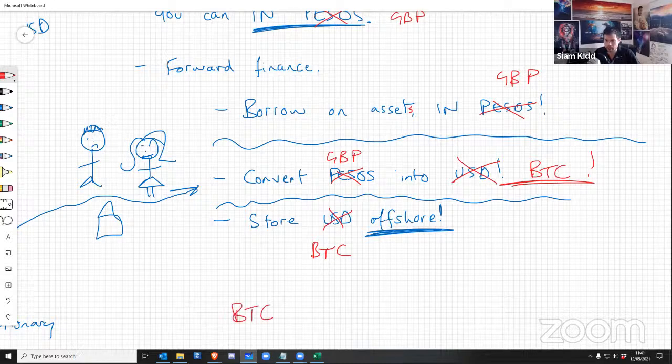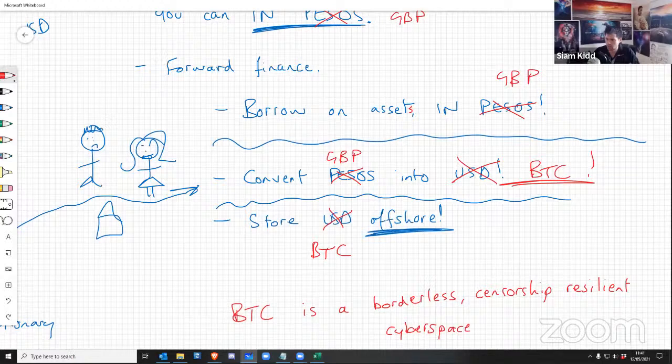Remember, Bitcoin is a borderless, censorship-resilient cyberspace bank. People that don't understand Bitcoin say, oh, it has no intrinsic value, it has no utility value. They're missing the point. They couldn't be further away from the truth.